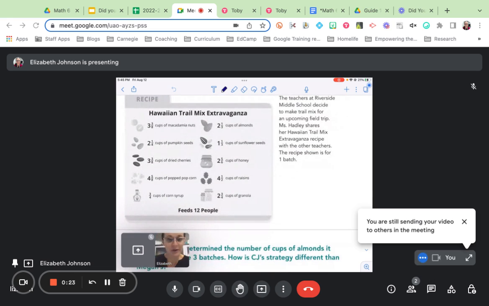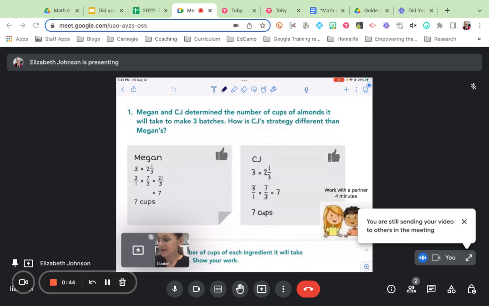So here we have a recipe. This is a recipe for some Hawaiian trail mix. The teachers at Riverside Middle School decide to make the trail mix for an upcoming field trip. Miss Hadley shares her Hawaiian trail mix recipe extravaganza with the other teachers, and this shows the recipe for one batch. You can see it's enough there to feed 12 people. Now, Megan and CJ determined the number of cups of almonds that it would take to make 3 batches. I want you to pause the video and talk with your partner.